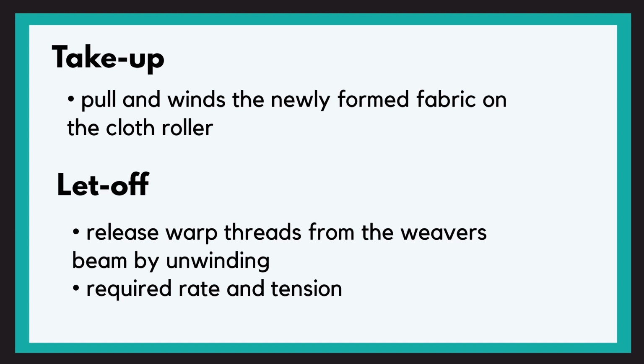So to maintain continuity in production, it is important that both the let off and the take up motion are carried out at proper intervals to maintain a balance. Because if either of the processes doesn't happen, the tension will be affected and it will lead to breakages and damages. So now we'll quickly watch an animation to understand the primary and secondary motions.